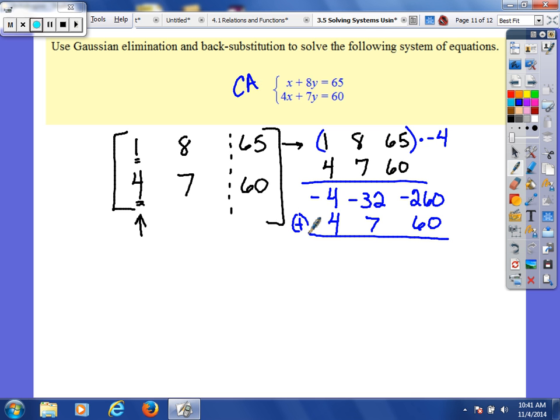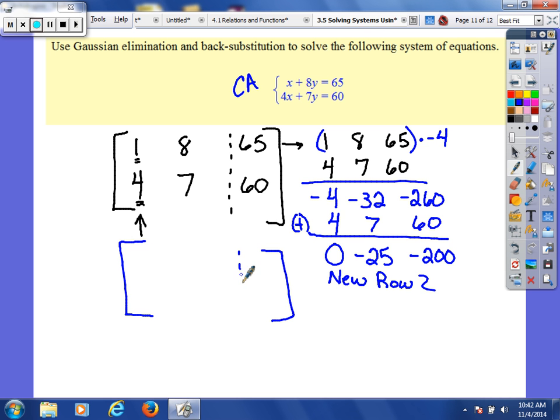Now we can go ahead and add, and you got 0, you got negative 25, and then here when you add these two, you get negative 200. Okay, so this is the new row 2. Row 1 does not change. I just used it, I take it right back to where it was. That's where it was. Here's my new row 2. I'm done with column 1.